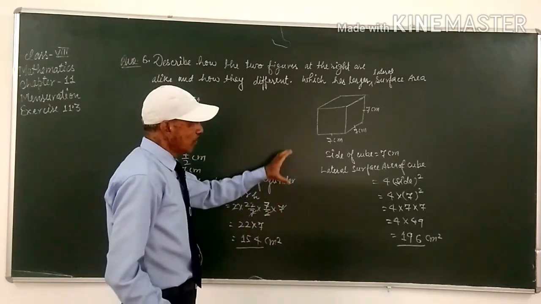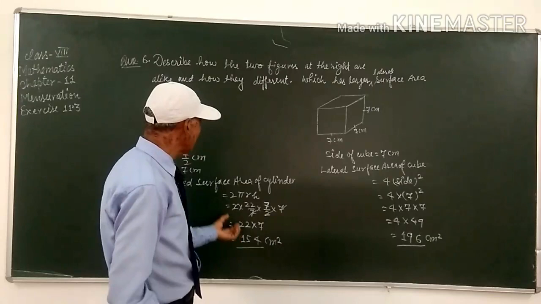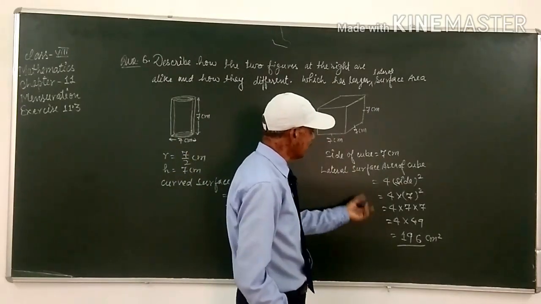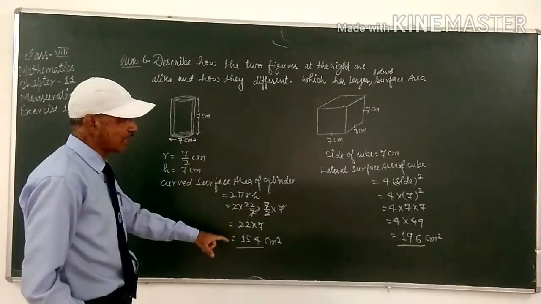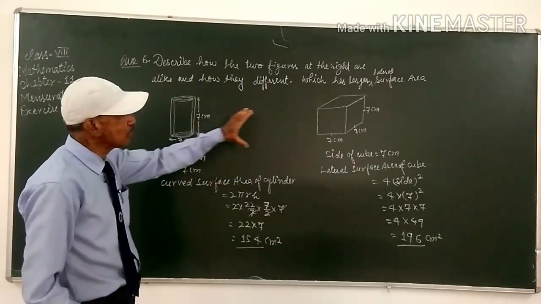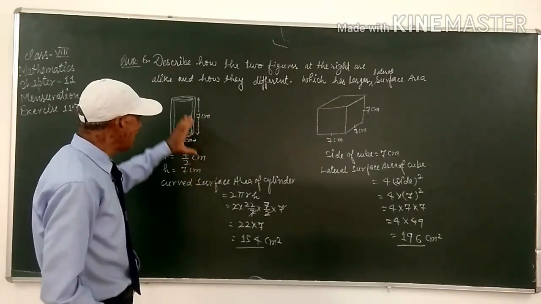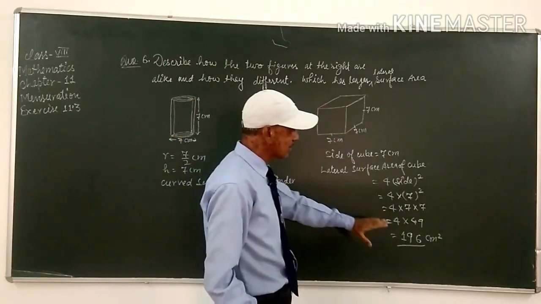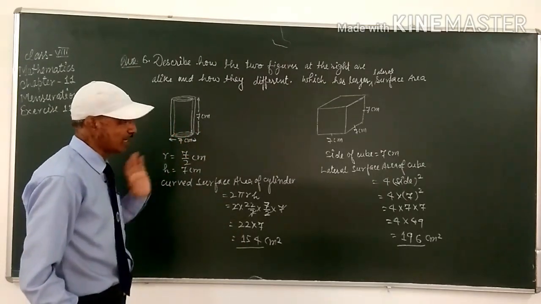So after calculation we find that the lateral surface area of this cubical figure is greater than the lateral surface area of this cylindrical figure. Though the heights of these two figures are the same, the lateral surface area of the cubical figure, second figure, is greater than the lateral surface area of this cylindrical figure.